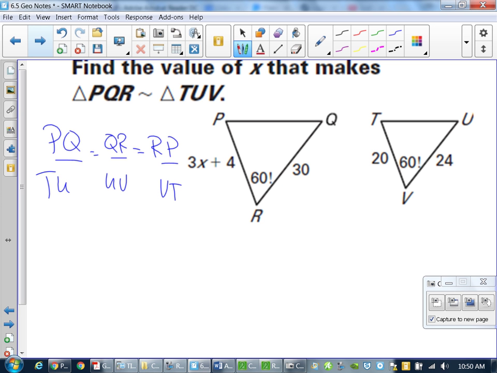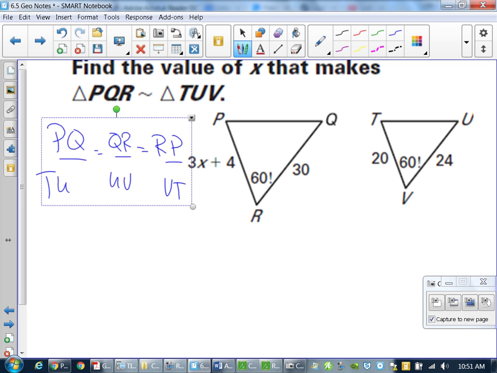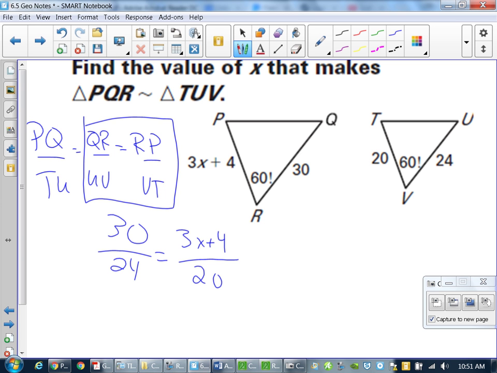Once again, I'm just filling in the blanks. What's that, Chico? What do you want? X. Well, in this case, since I have no information for either one of these, that's good, because that means I can just cross it off. I wouldn't fill in those. I would just use that much. So QR, was it 30? UV is 24. And then the other one is 3x plus 4 and 20.